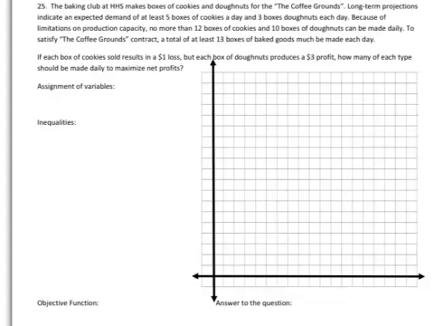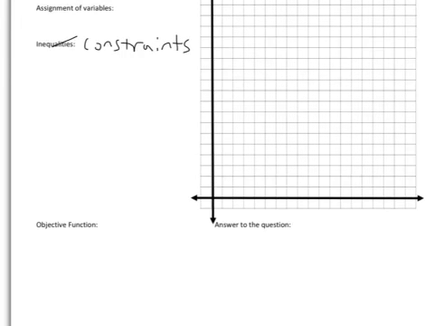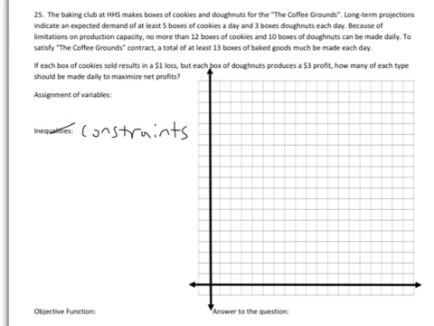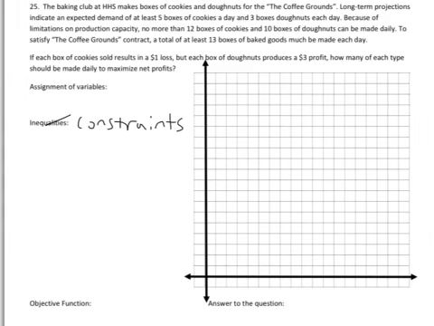Alrighty guys, so we're going to go over problem number 25 from our worksheet today, the one that I suggested you do to make sure you prepare for the test tomorrow. We're going to go over assigning the variables, the constraints, which are also the inequalities, and also setting the objective function, as well as graphing it and then answering the question. So, let's first start by assigning our variables.